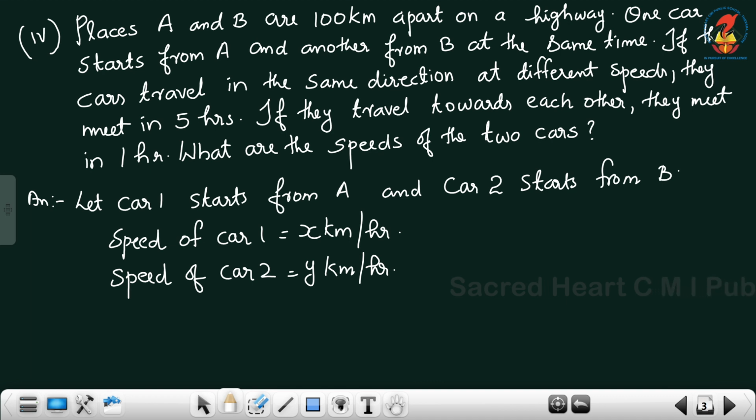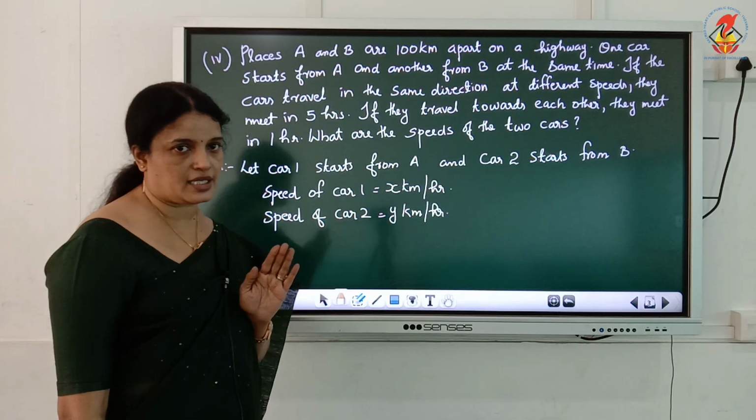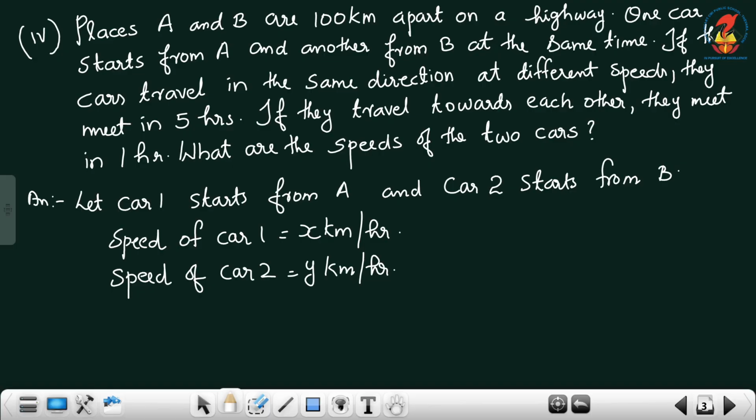Here in this question, two situations are already given. In first situation, A and B are 100 kilometers apart on a highway. One car starts from A and another car from B at the same time. This is the first situation. If the cars travel in the same direction at different speeds, they meet in 5 hours. This is the first case. Second case, if they travel towards each other, they meet in 1 hour. What are the speeds of the two cars?